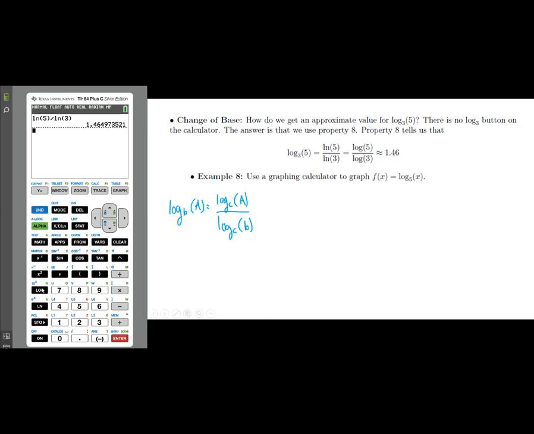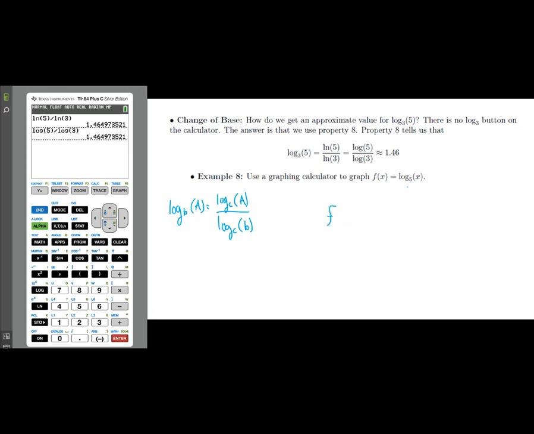And it works for any logarithm. So when I do the log of 5 over the log of 3, that should be equivalent to the natural log of 5 over the natural log of 3. Same answer. So this is really powerful for us. Anytime you need to compute a logarithm, you use this change of base formula to do it. And then we can even sketch graphs on our calculator of logarithms with various bases.